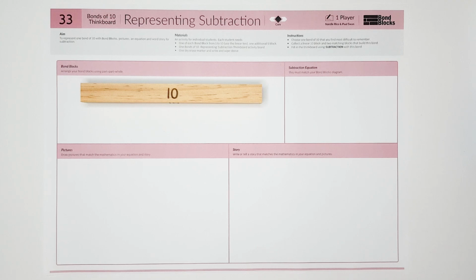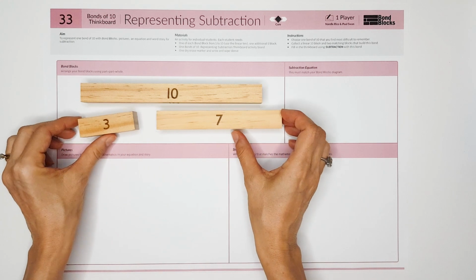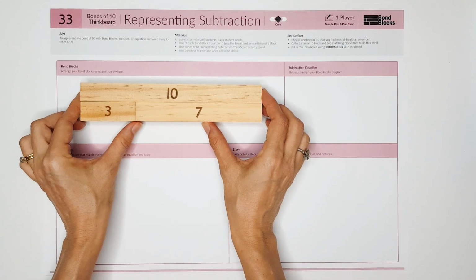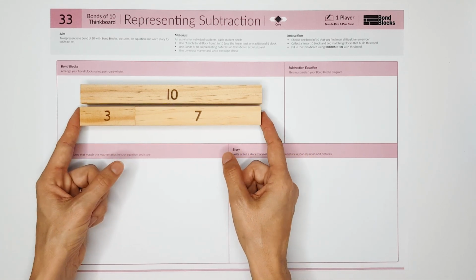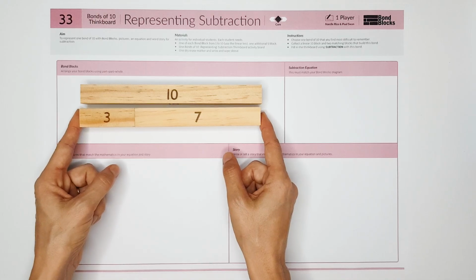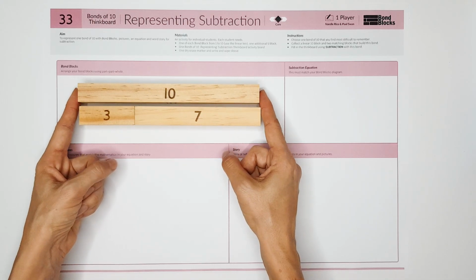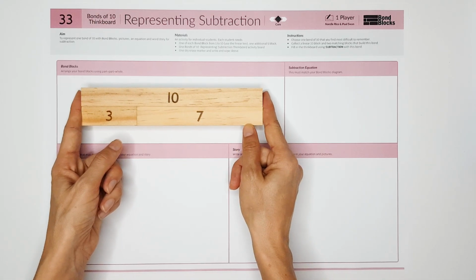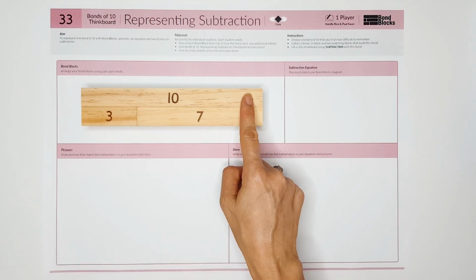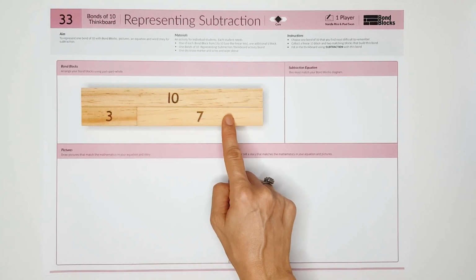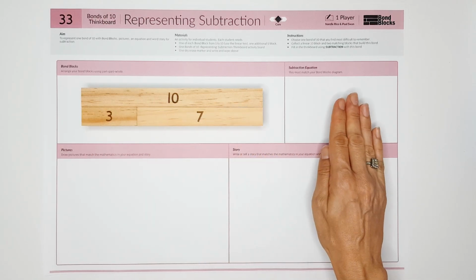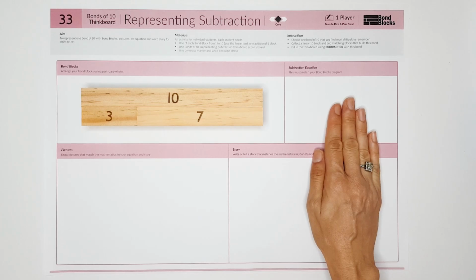I'm going to choose the bond of 3 and 7 is equal to 10. So the parts of 3 and 7 bond together to be equal to the whole of 10. When you place your blocks, remember to place the whole on the top row and the parts on the row underneath. Moving to the subtraction equation.